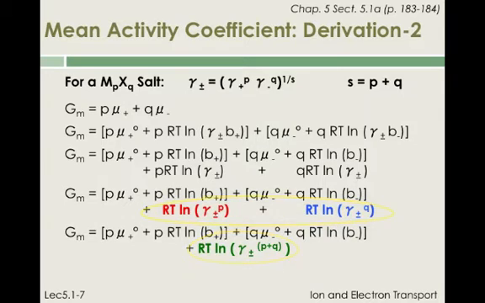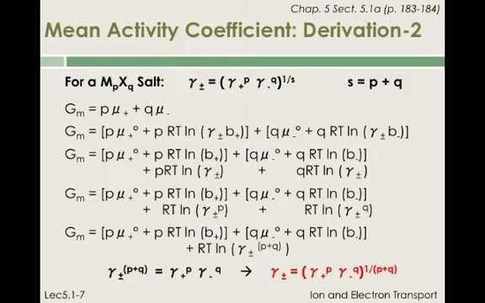Now we can compare the expressions obtained for the molar Gibbs energy, Gm, on the previous slide and on this slide, and conclude that gamma plus minus raised to the power p plus q must be equal to gamma plus raised to the power p times gamma minus raised to the power q, which leads to the desired relationship between gamma plus minus, the mean activity coefficient, and gamma plus and gamma minus, the activity coefficients for the individual cation and anion.